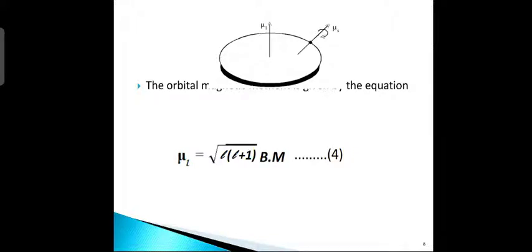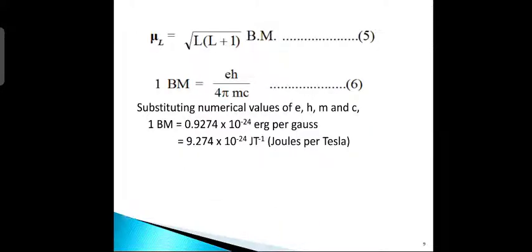Mu L is given by square root of L into L plus 1 Bohr magneton, where capital L is the total orbital angular momentum quantum number. What is a Bohr magneton? 1 Bohr magneton is equal to eh by 4 pi mc. Now substituting the values of e, h, m and c in this formula, you will get 0.9274 into 10 to the power minus 24 erg per gauss.